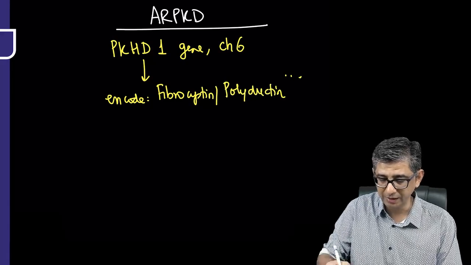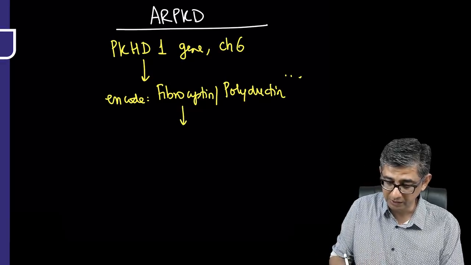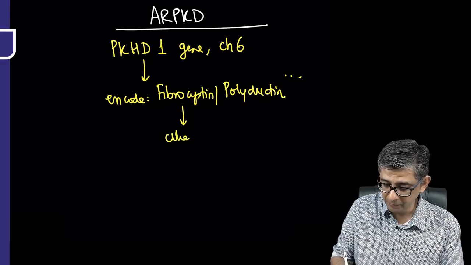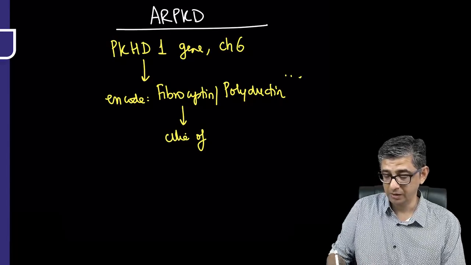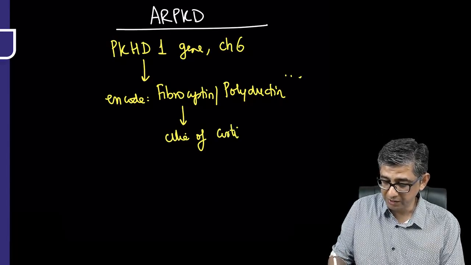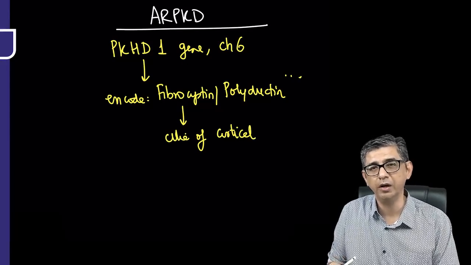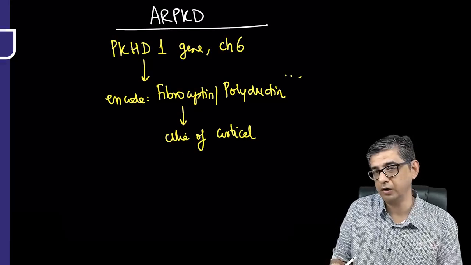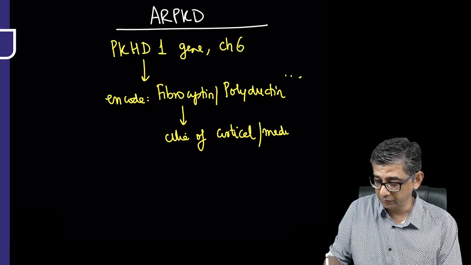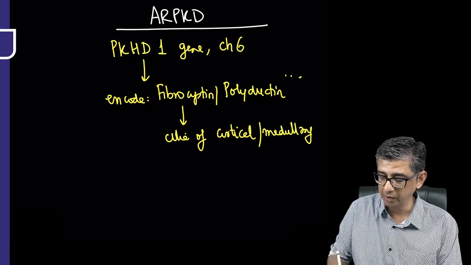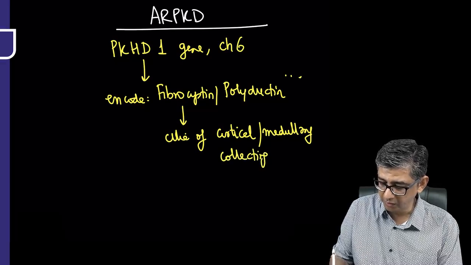And where exactly in the kidney is this protein located? This protein complex is present in the cilia of the cells of the collecting duct. To make it sound sophisticated in an MCQ, you know from physiology that the collecting duct has a medullary part and a cortical part. So that's what I'm trying to write here, that the cilia of the cortical as well as the medullary part of the collecting duct are going to be involved in this condition.